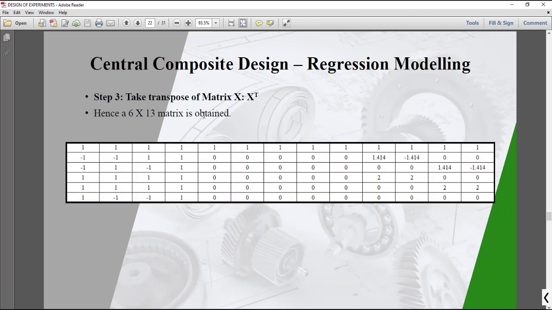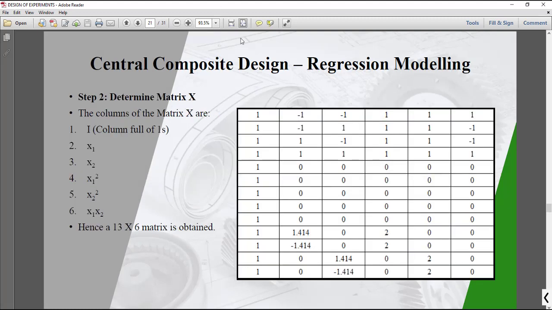Okay, so once you have found out the matrix X, what is the next step you have to do? You have to take the transpose of matrix X. You know now what transpose is. See, in simple words, what is transpose?